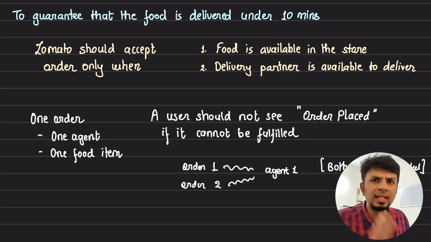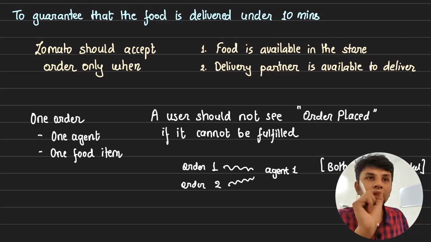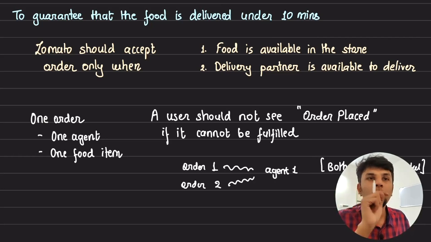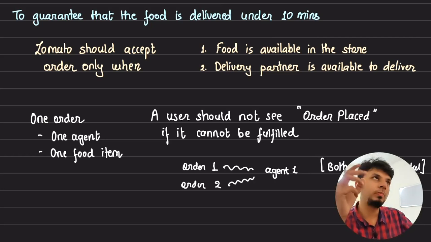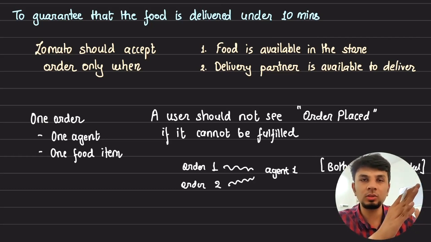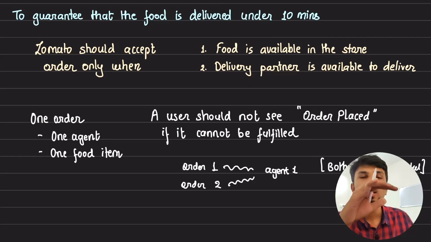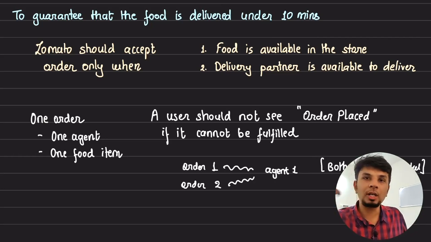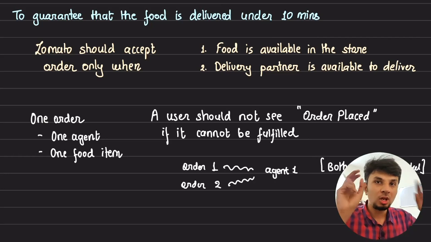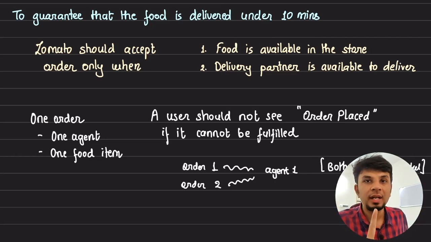So what exactly are we trying to solve with distributed transaction here? We are trying to solve that one order is assigned to one agent. And so basically, one order has one agent and one food item. That's what we are trying to attain here. And the more important part from the user experience part is that a user should not see order placed if it cannot be fulfilled. Right?